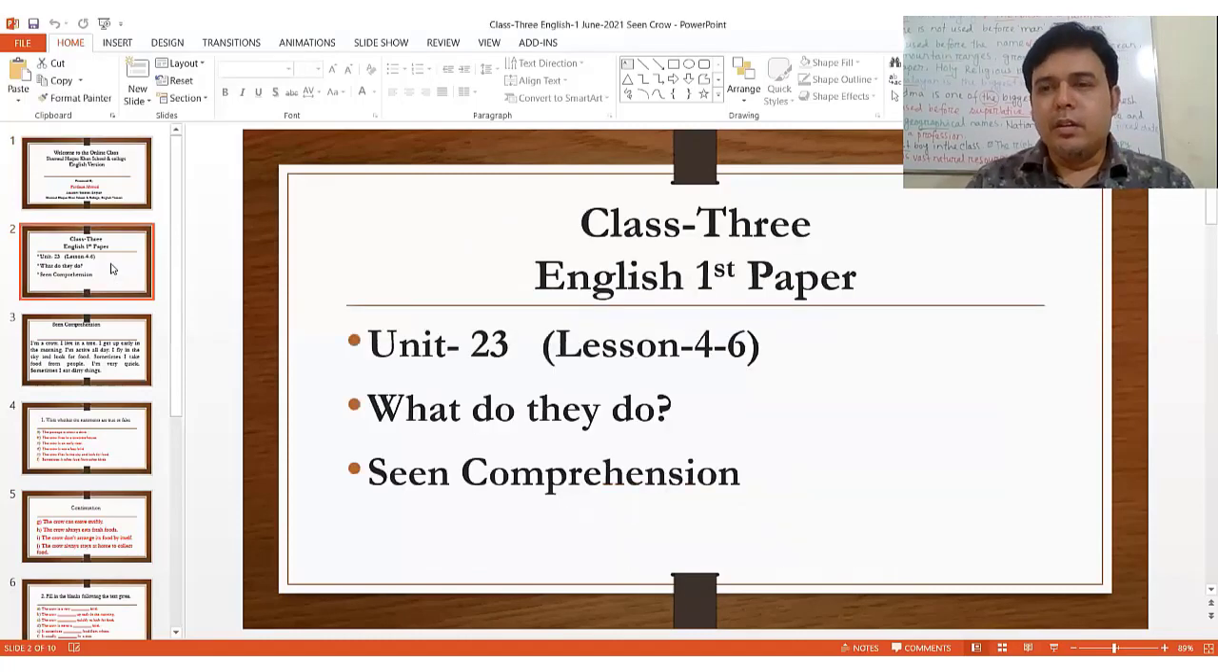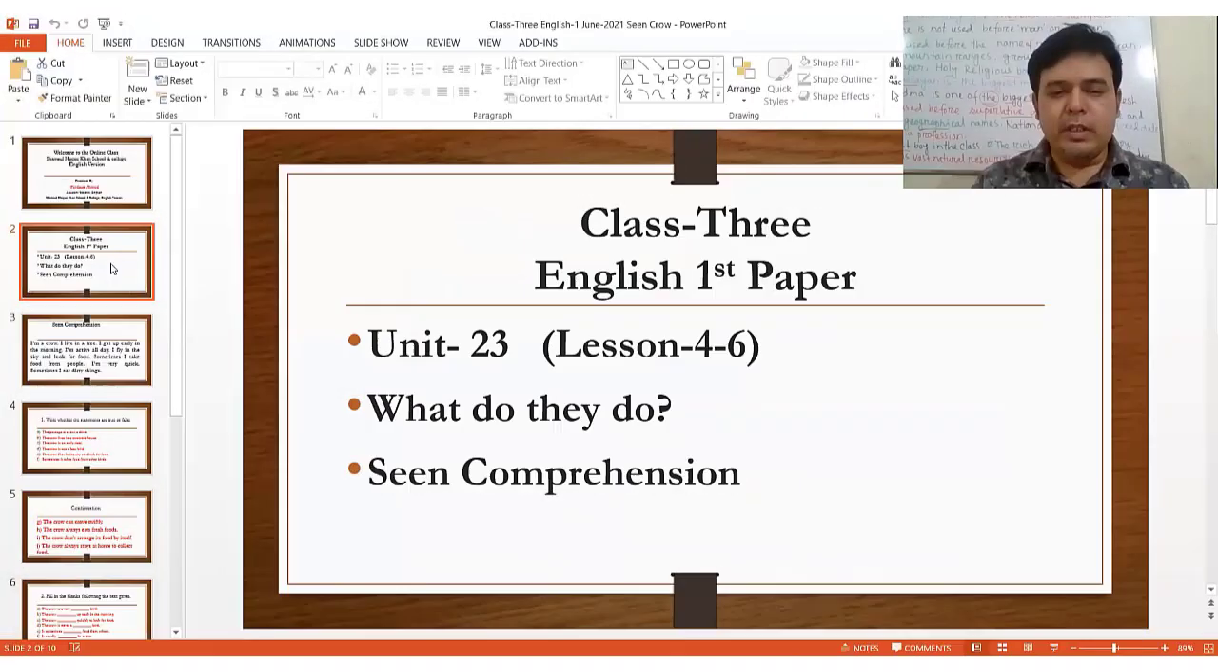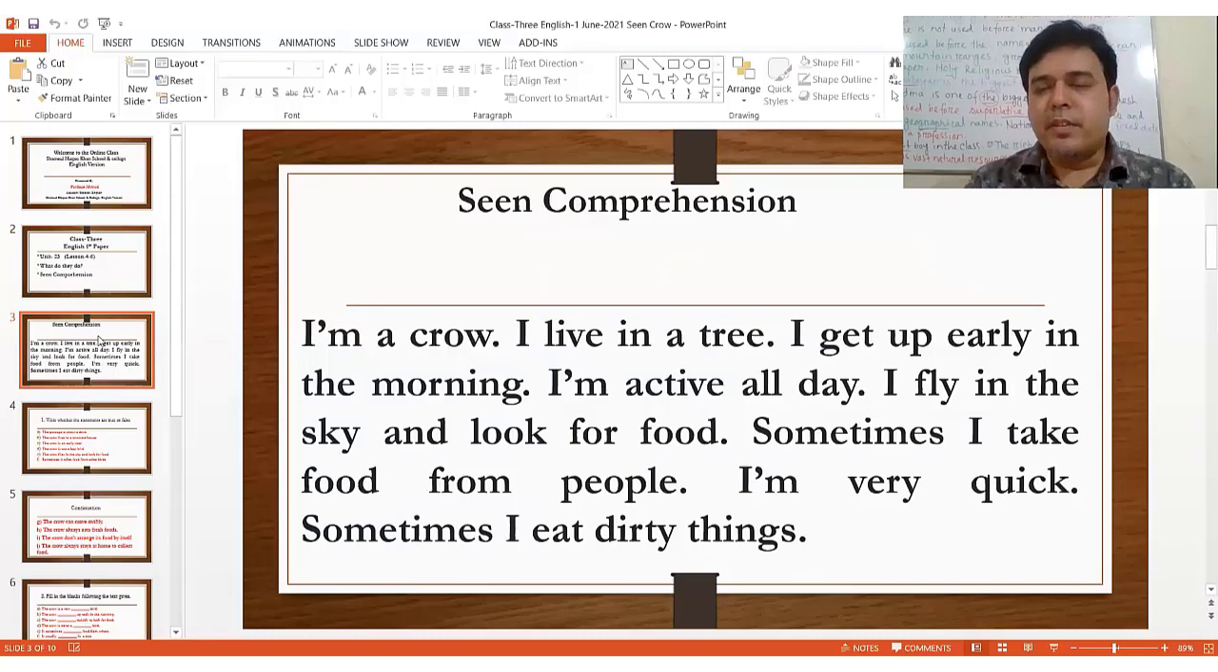Now we'll start Unit 23, Lesson 4 to 6, and the topic name is What Do They Do? Today we will discuss a scene comprehension. So please take your pen and paper and get ready for the rest of the lesson. So we'll see the scene comprehension. This is not a big deal. The scene comprehension is very easy and simple, and it's also a short one.